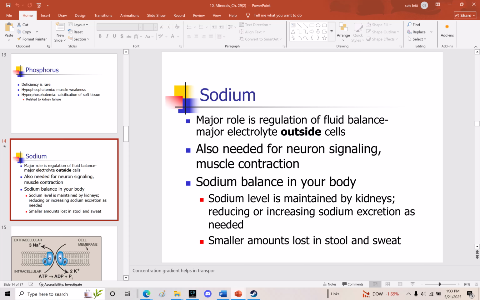Are you guys learning about neurons yet? Okay. Sure. So neuron signaling, muscle contraction. The other reason you need sodium, because I can go over this, we just don't have a lot of time.